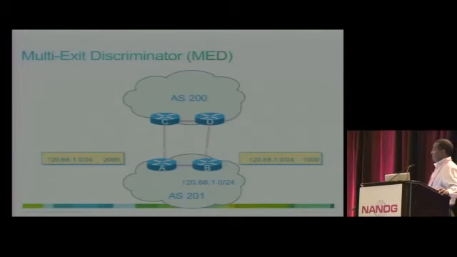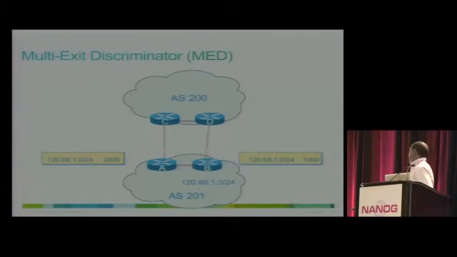Unlike local preference, a lower MED is preferred over a higher MED. In the case of local preference, a higher local preference is preferred over a lower one. But MED is considered a metric, so a lower value is preferred. So in this case, the path through D is preferred, which means traffic destined for 120.68.10 into AS201 will come through B instead of A, by setting a lower MED value through B.